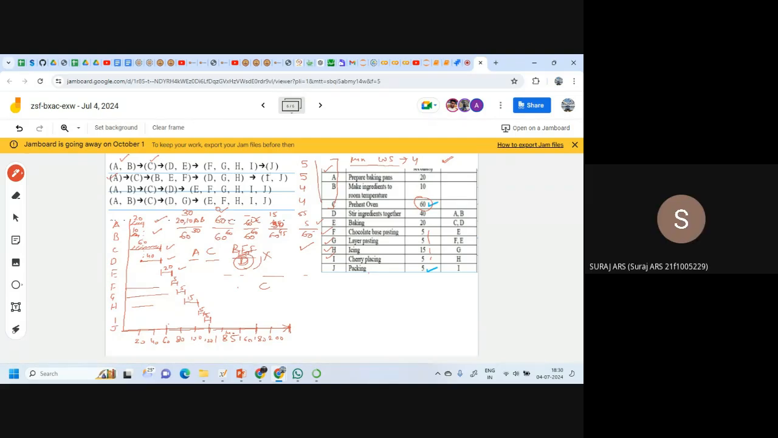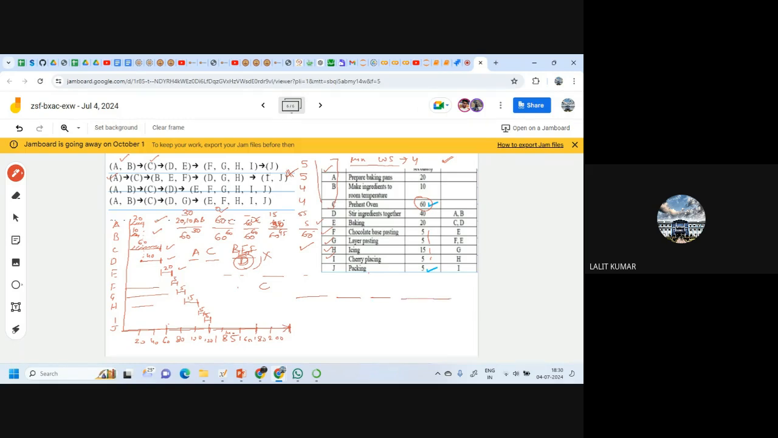Yes, there is a violation, so this cannot be achieved. Now we come to the third. A, B, same situation. C, same situation, already we have checked. D, no problem, 40 seconds.